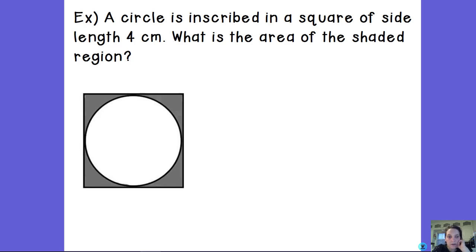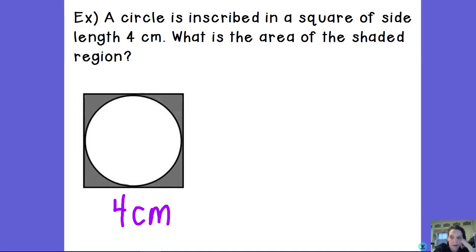A circle is inscribed in a square of side length 4 centimeters. So when it says a circle is inscribed in a square, that means that the circle is touching the edges of the square, so it fits perfectly inside that square. So the length of the side of the square is 4 centimeters.